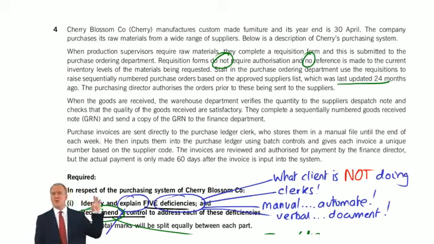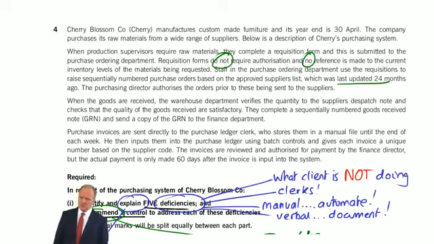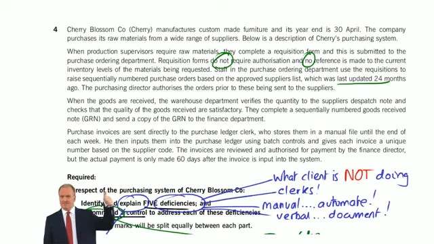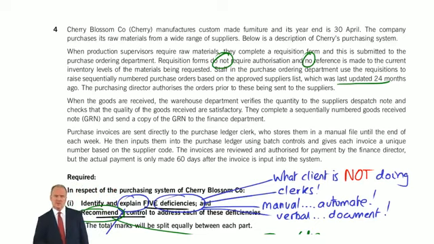And I've already got 3 out of the first paragraph, and I feel I want to move on and pick stuff out of the others. When the goods are received, the warehouse department verifies the quantity to the supplier's dispatch note and checks that the quality of goods received are satisfactory. Good on quality, but I don't like their check on quantity. All they're doing is checking that the quantity supplied matches what the supplier's documentation says.